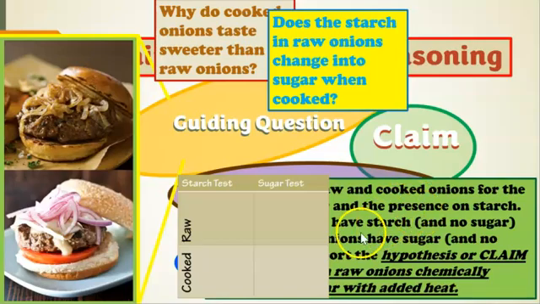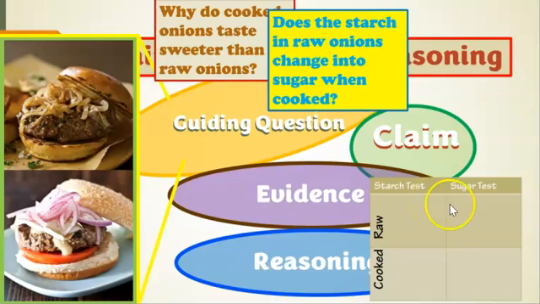Okay, so remember we talked about all this testing. We're going to test raw and cooked onions for both starch and sugar. You have to test both, because if you find that raw is positive for starch and cooked is positive for sugar, it doesn't really prove it. You've got to check to see if there is no sugar in the raw. Well, we went and tested it, and we got this for a result.